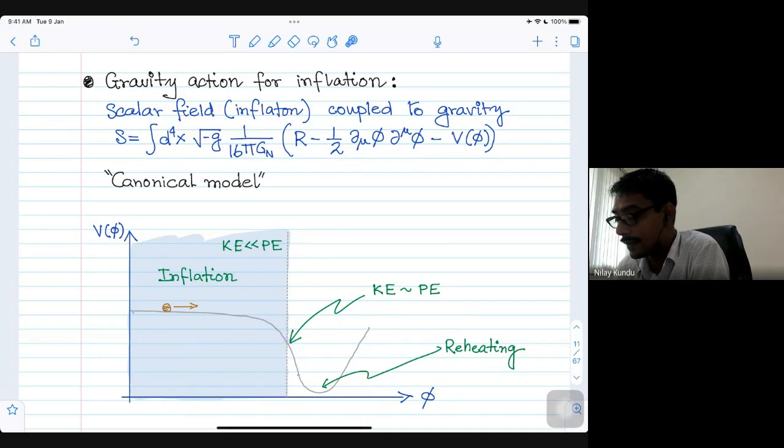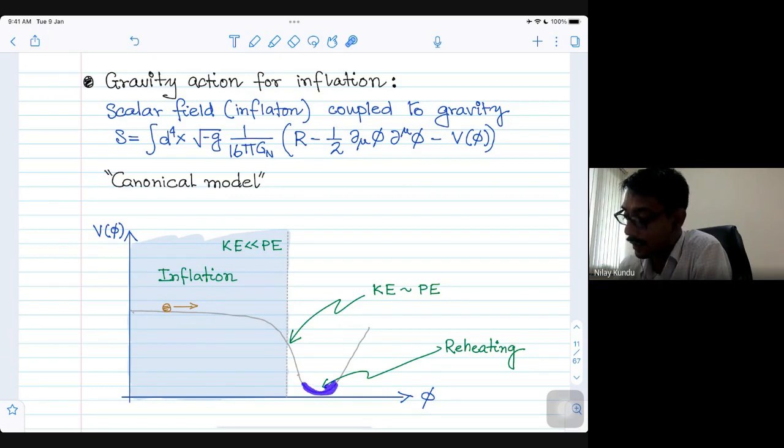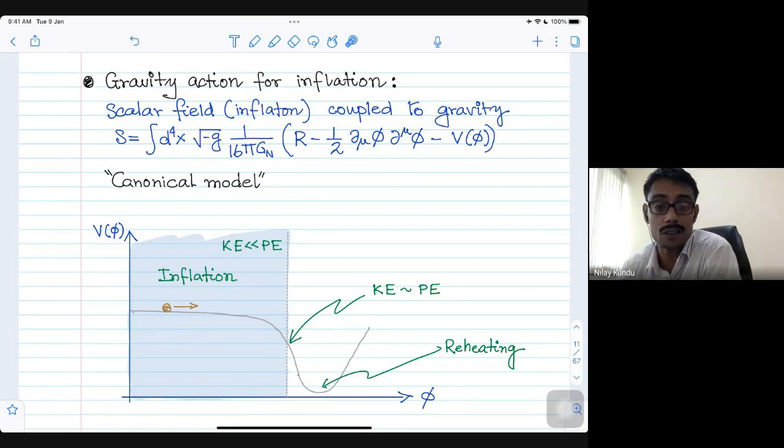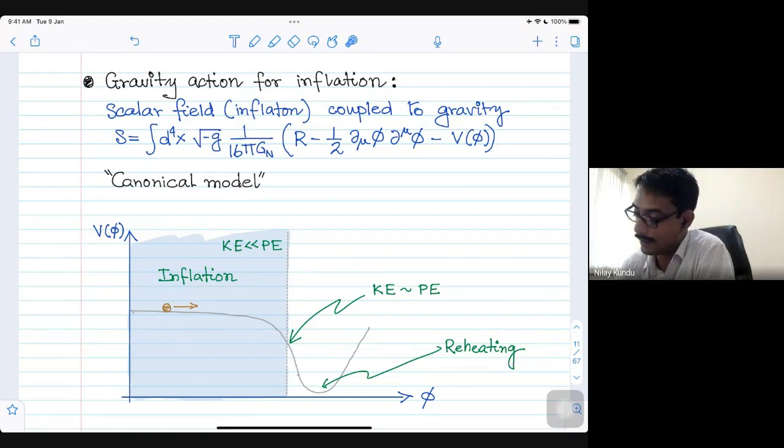This scalar field is called the inflaton, and all the kinetic energy of this inflaton gets transformed into all our standard model particles like radiation or matter or anything. That's called the phase of reheating, and then from there standard Big Bang cosmology starts.